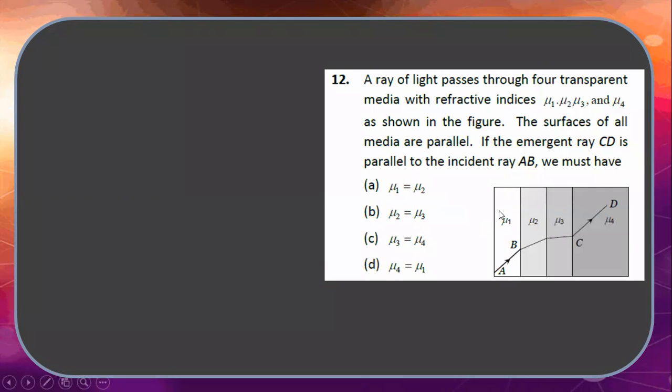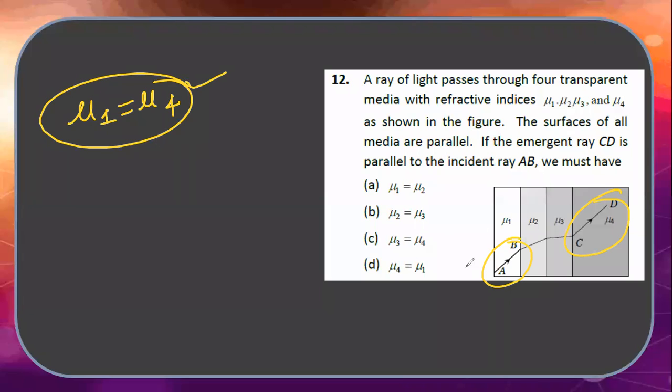Next one. These are different media: mu1, mu2, mu3, mu4, like that. What is the relation between mu1 and mu4? If the first medium and the last medium are the same, then AB and CD will be parallel to one another. In such a case, the refractive index of the first medium is equal to the refractive index of the fourth medium.